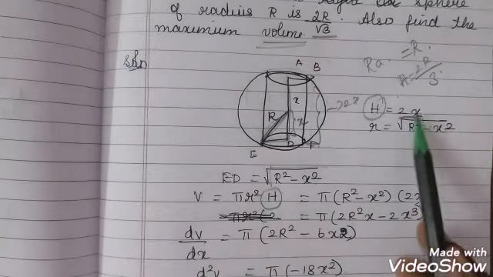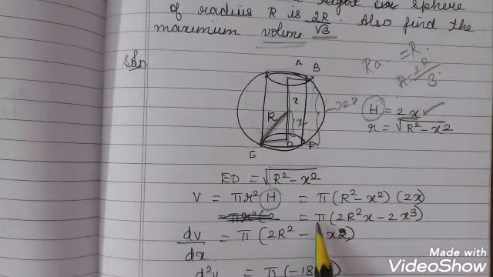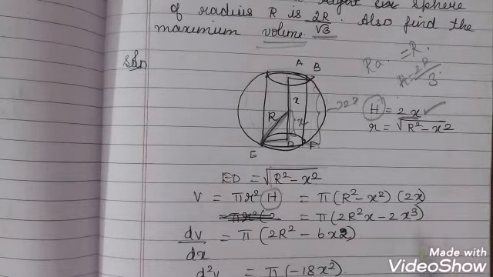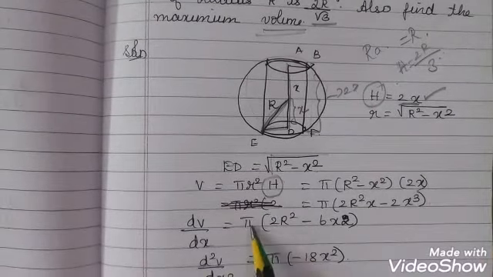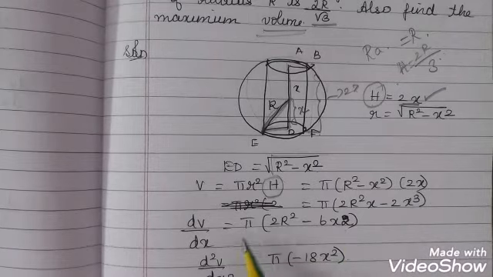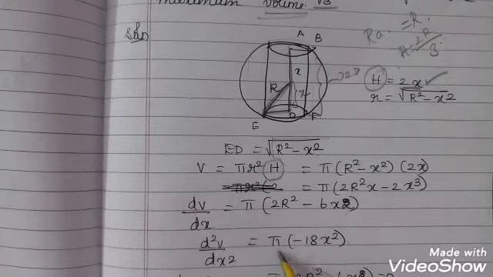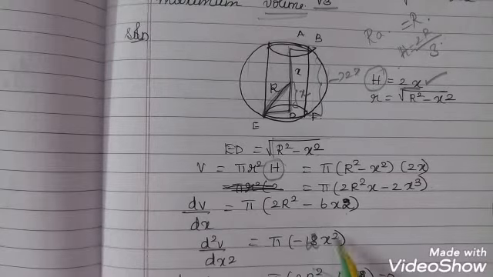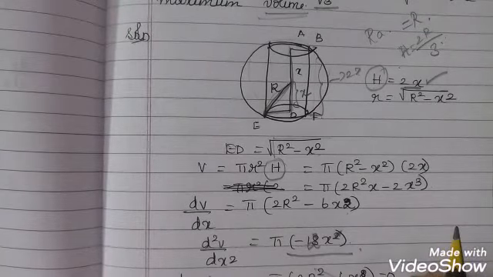And what is your h equal to? H I have taken it to be equal to 2x. So I have just written it as 2x here. So it's pi into, when I multiply it, 2R squared x minus 2x cube. Okay. Now differentiate it with respect to x. When you differentiate it, it's pi into 2R squared minus 6x squared you get. Got it? So again differentiate it. So when you differentiate it, what will I get? It's equal to pi into minus 12x. This is what you have here.